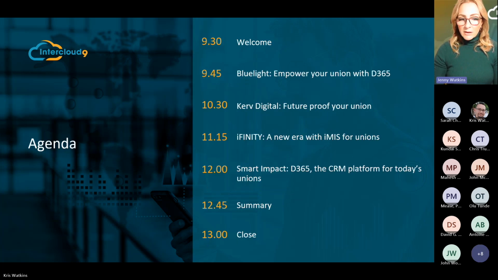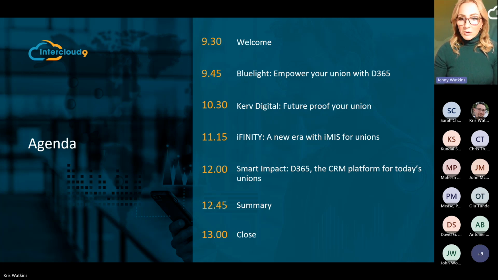At 10:30, Curve Digital join with their session entitled Break Free from Siloed Data and Future-Proof Your Union with Microsoft Dynamics and AI. At 11:15, we're going to turn away briefly from Dynamics towards the IMIS for Unions platform with Ifinity, who will give you an introduction to the platform designed to empower unions with the tools they need. This platform is doing incredibly well in Australasia and Canada, so really looking forward to seeing that.